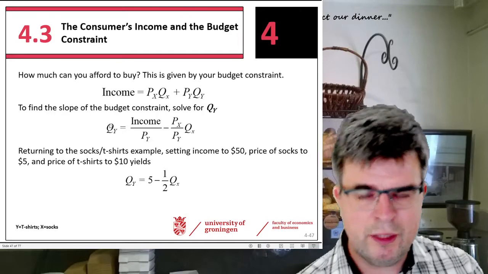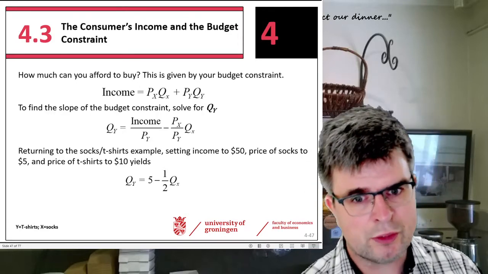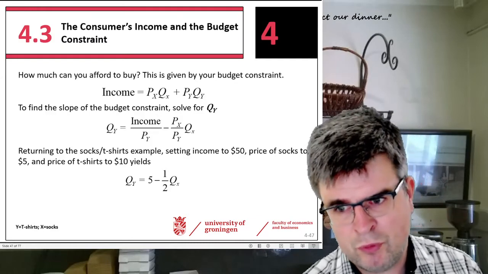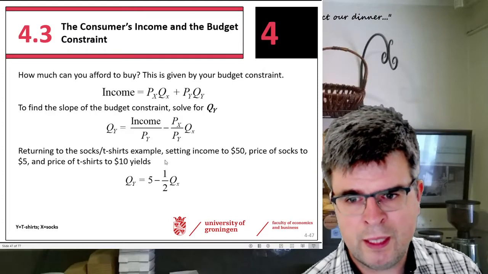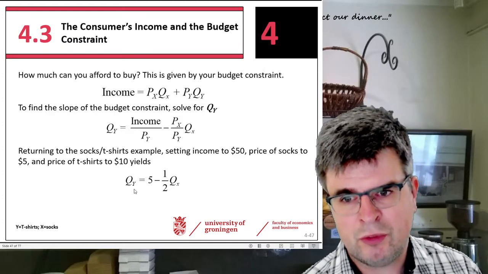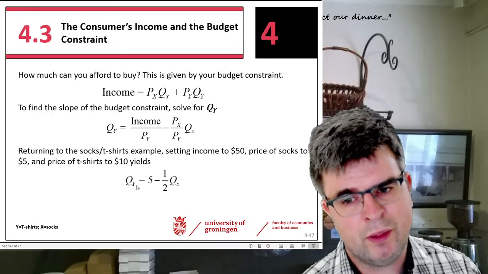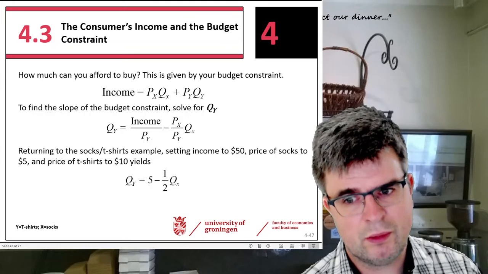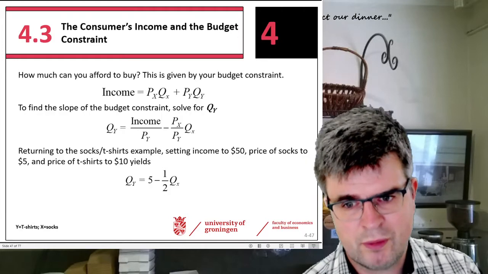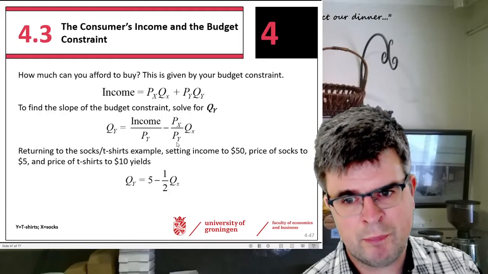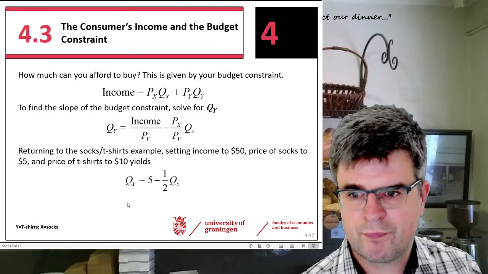Now, returning to the socks and t-shirts example, suppose that the consumer has $50 of income and the price of socks is equal to 5 and the price of t-shirts is $10. Then plugging all the elements into this equation gives you the following expression for the number of units of t-shirts that will be consumed. And 5 divided by 10 is the same as dividing 1 by 2.